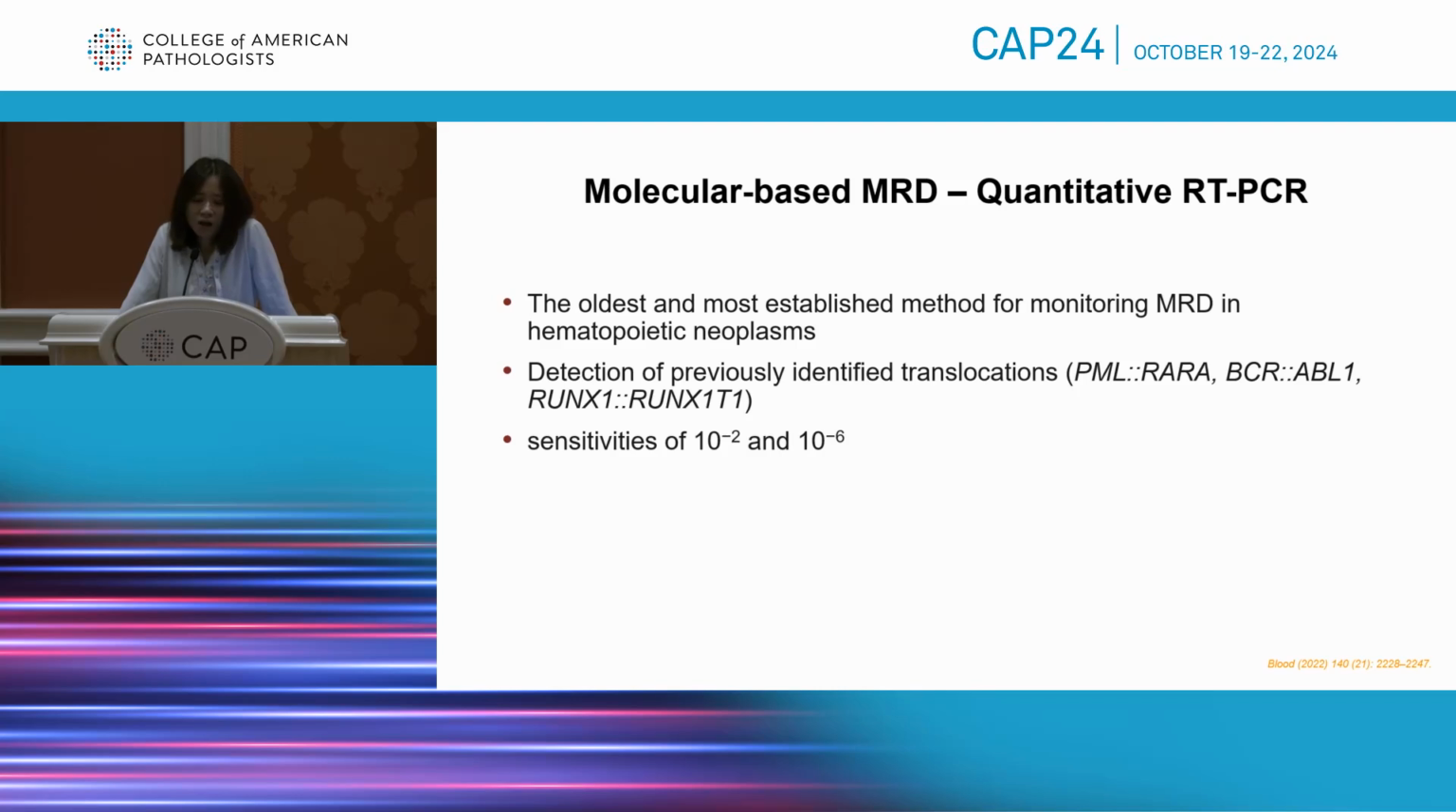We cannot talk about molecular-based MRD assays without quantitative RT-PCR, because this is the oldest and most established method. Think about BCR-ABL, which we have been doing for decades to measure residual disease. Now you can easily find RT-PCR offered in reference labs to identify many different kinds of fusions: PML-RARA, RUNX1-RUNX1T1, inversion 16. The sensitivity of quantitative RT-PCR is usually 10 to the minus 2 to 10 to the minus 6, and it also depends on the probe a little bit.